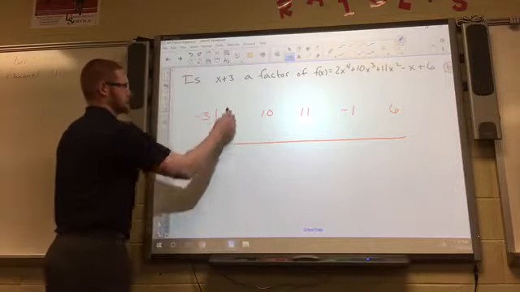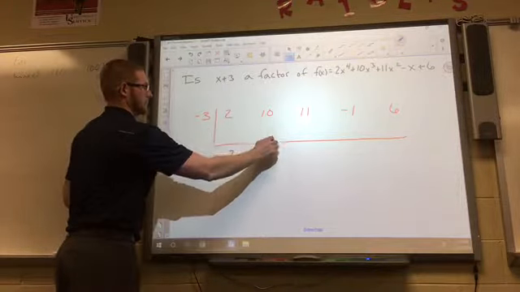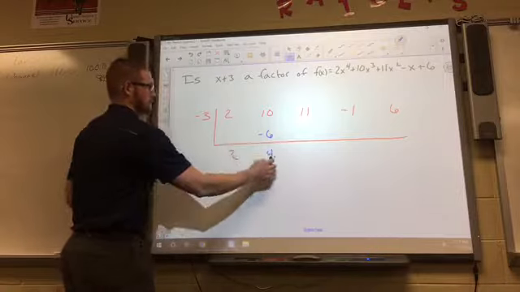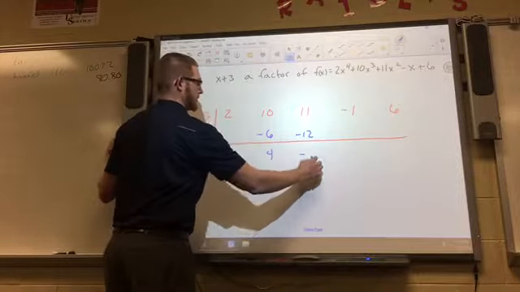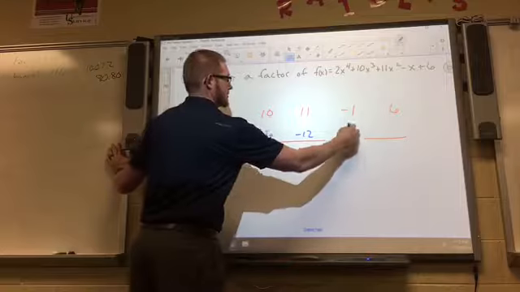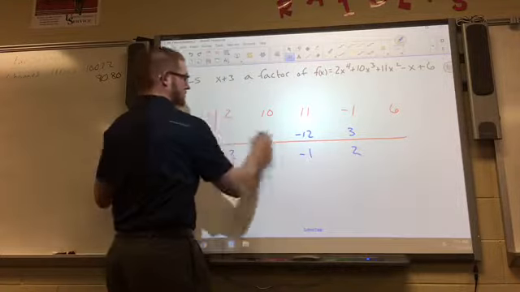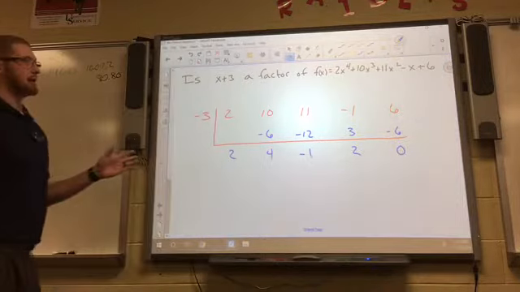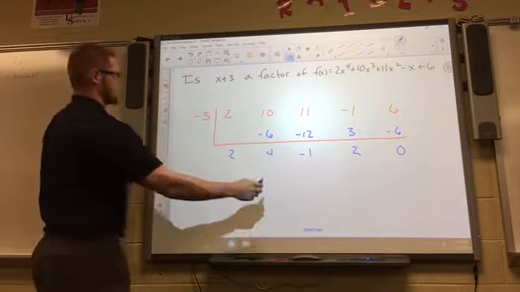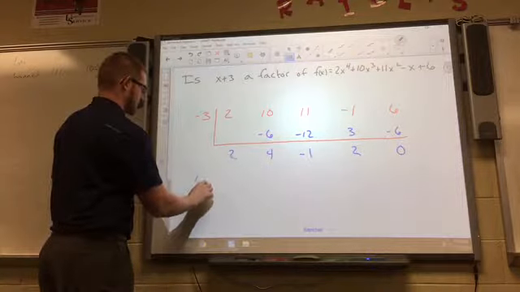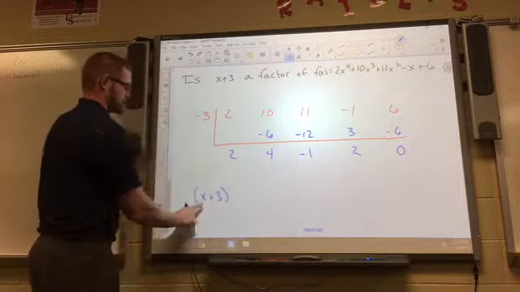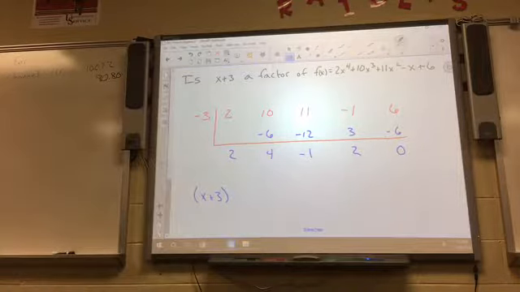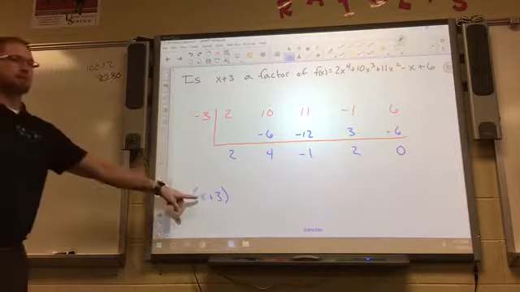Let's breeze through this quick. I get 2, -6, 4, -12, -1, 3, 2. Okay, it's a factor, right? Meaning, if I were to factor this, one of my groups would be x plus 3. If you would have just checked that by substituting in, you could have figured this out.